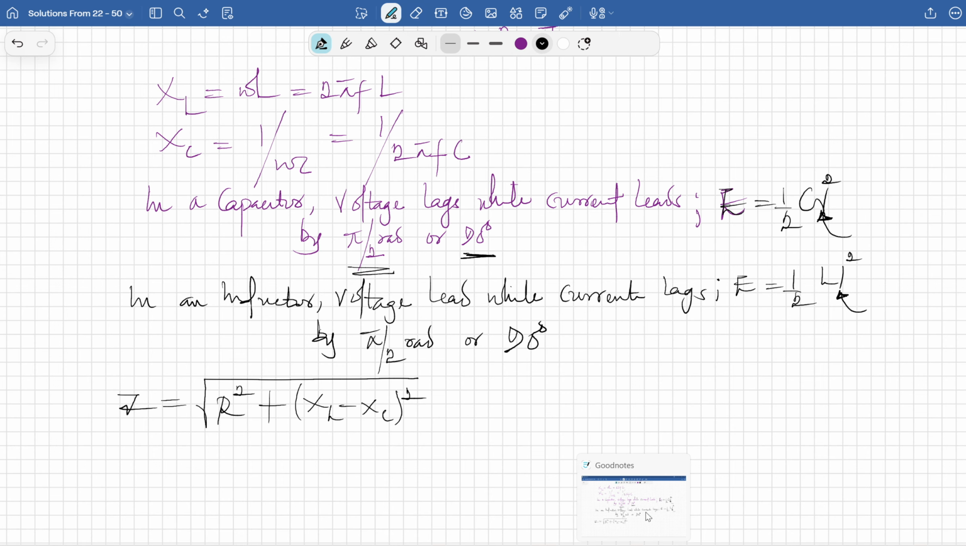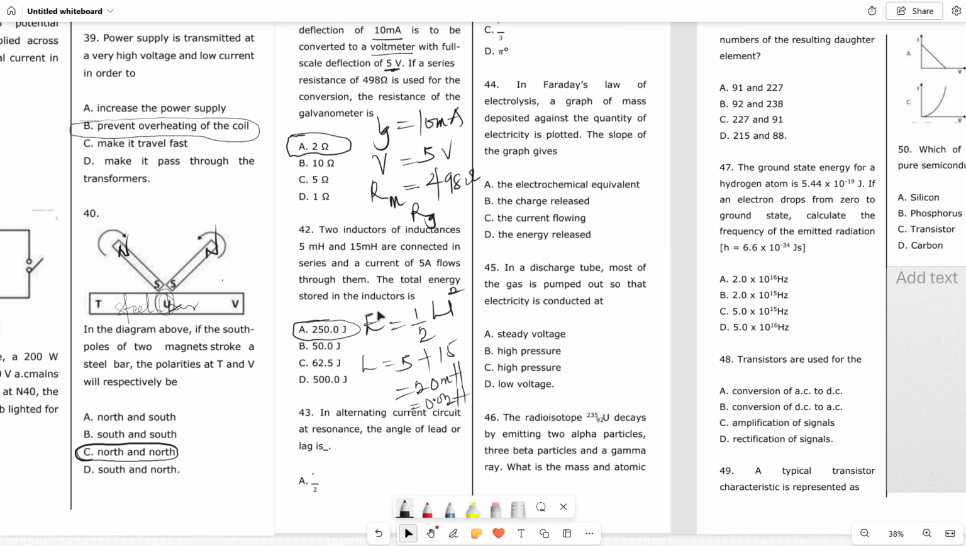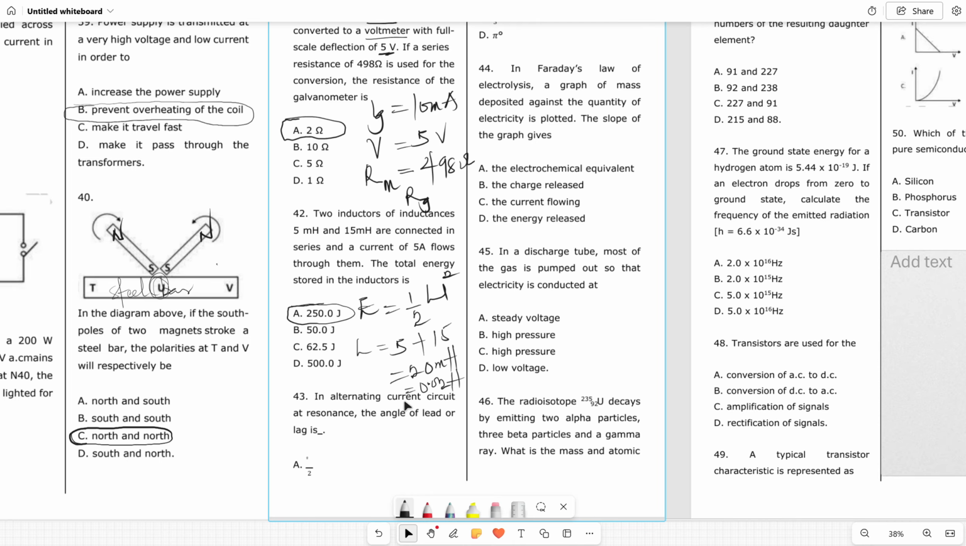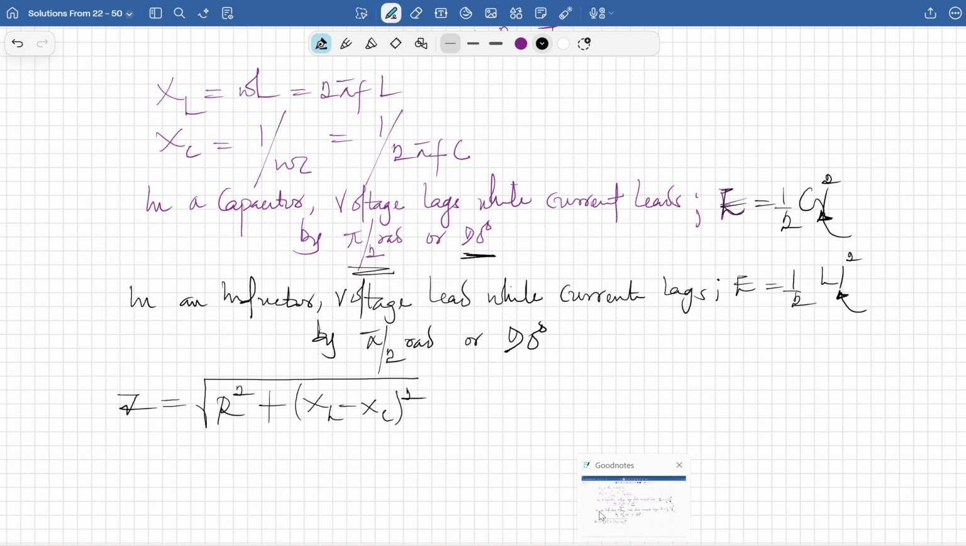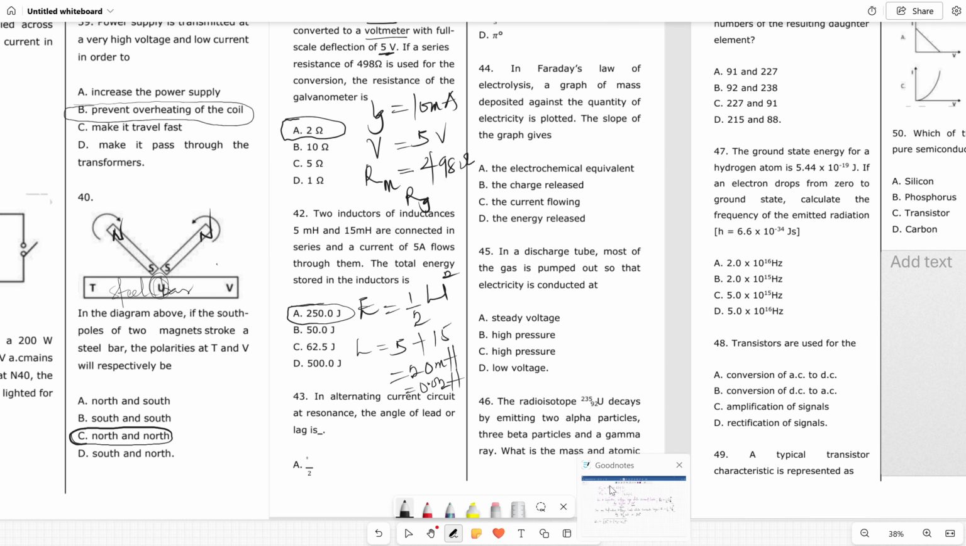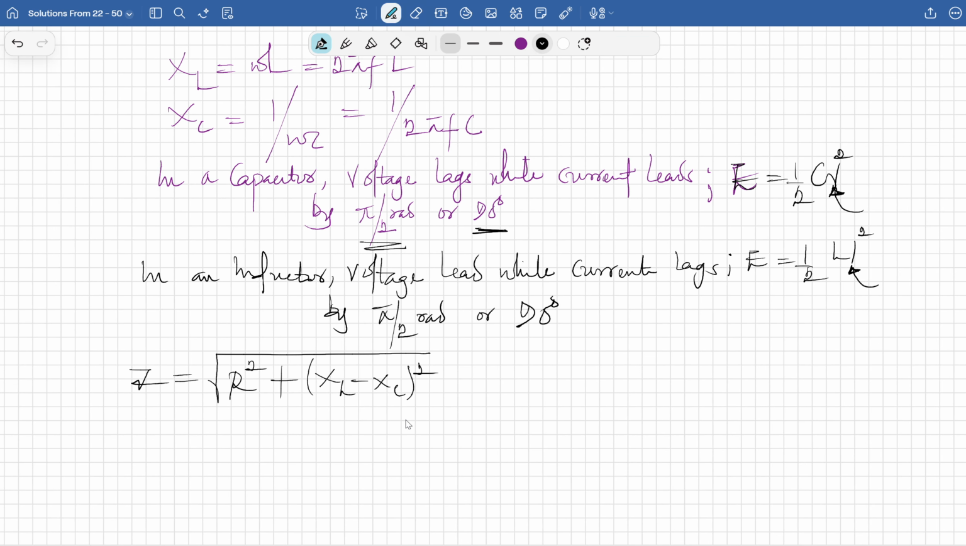Okay, so quickly now, it's saying that at resonance. Please, you need to note that at resonance they do not lag or lead, because at resonance you're going to have the capacitive reactance equal to the inductive reactance.